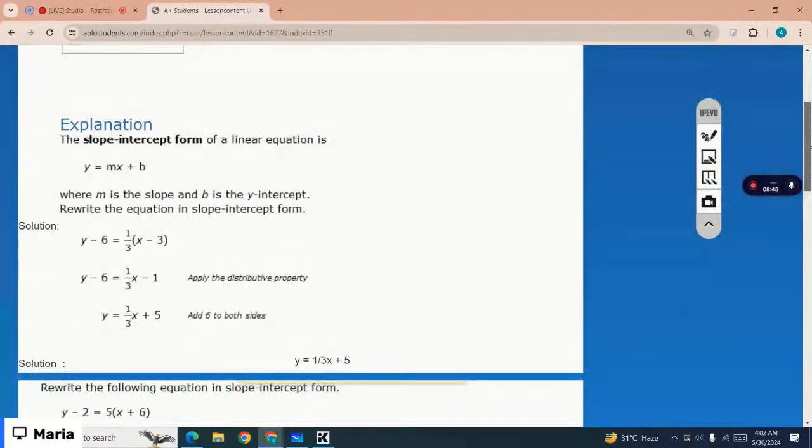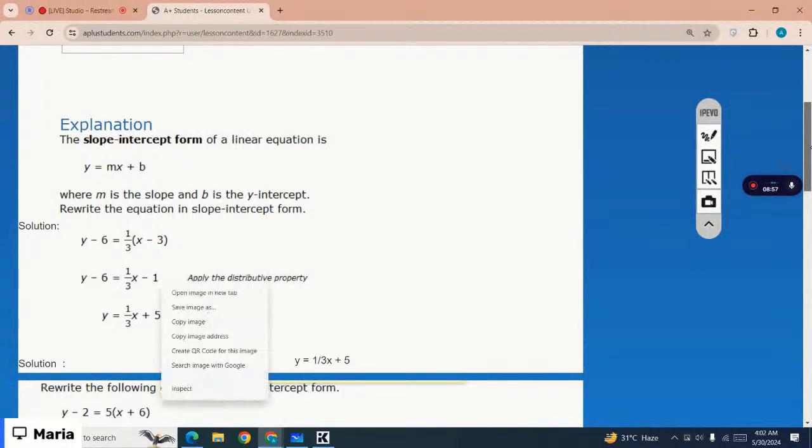You are given the equation y minus 6 equals 1 by 3 times x minus 3. So you have to multiply 1 by 3 times x, so that is 1 by 3x. Then minus 3 times 1 by 3 equals 1, right? Now move that 6 to the other side, so that would be negative 1 plus 6. So 6 minus 1 is 5. So that is y equals 1 by 3x plus 5.